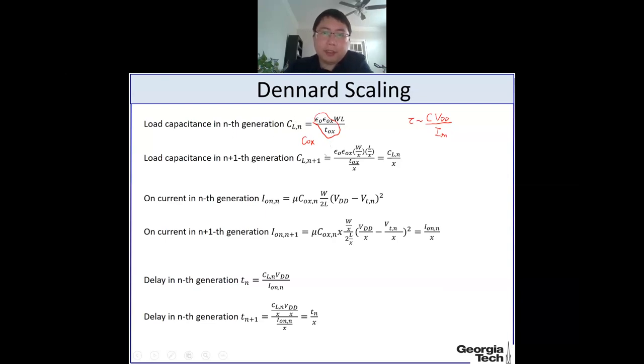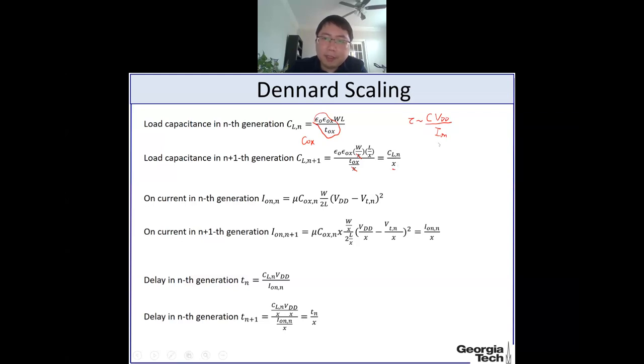And let's do the scaling now. Here all the dimensions scale by a factor of x. So W becomes W divided by x, L becomes L divided by x, TOX becomes TOX divided by x. And those two are physical constants. So here you can cancel those two, and you still have 1 over x left in the denominator. That means the capacitance will decrease by x with the scaling.